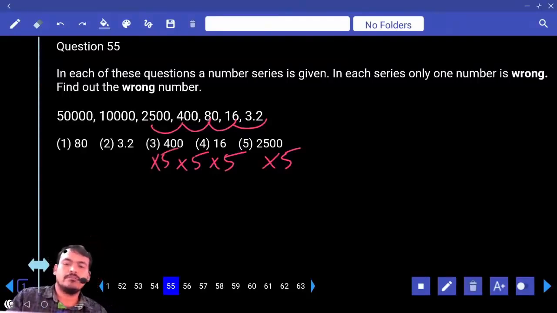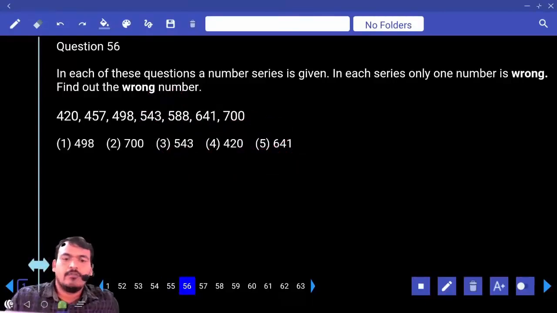400 into 5 is 2000, but here the value is 2500. Suppose if you take the next time 5 times 2000 into 5, 10,000. Means wrong number is which one? 2500.